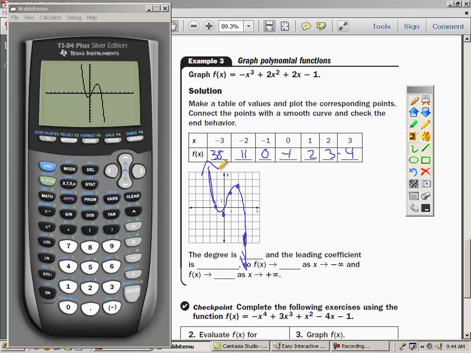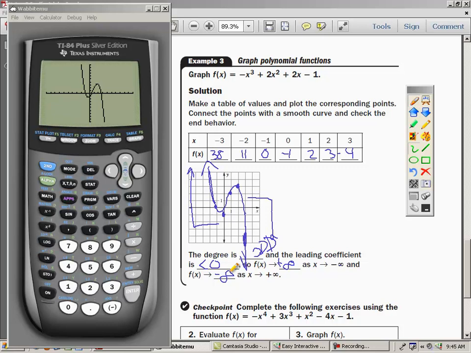All right. We've already addressed all this. Obviously, the degree is odd. The leading coefficient is less than 0, or negative. So as f of x goes to positive infinity, x goes to negative infinity. As we go further left, f of x goes way up here. As we go further to the right, f of x goes further down. So as x goes to positive infinity, f of x goes to negative infinity.